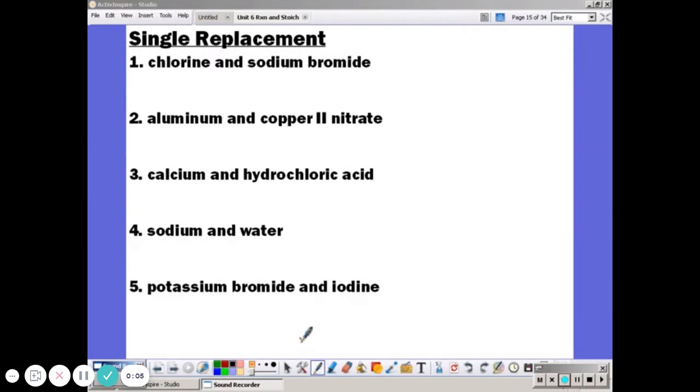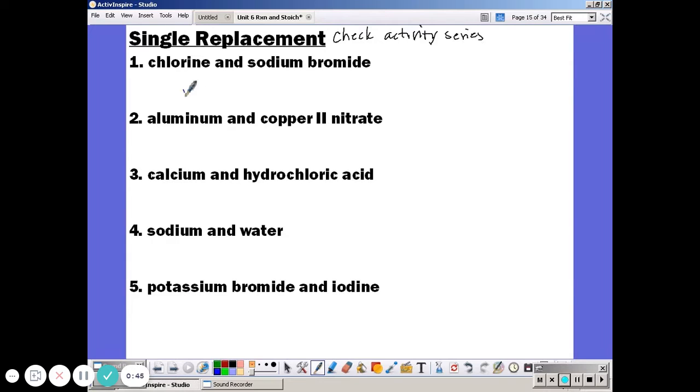Single replacement reactions. We know we have a single replacement when you have an element plus a compound. For single replacement reactions, not all of them happen. You have to check the activity series to see if a reaction actually takes place. The activity series is the list of elements based on how reactive they are. If the element is not as reactive as the one it's trying to replace, it's not as high on the list as the one it's trying to replace, the reaction does not occur.